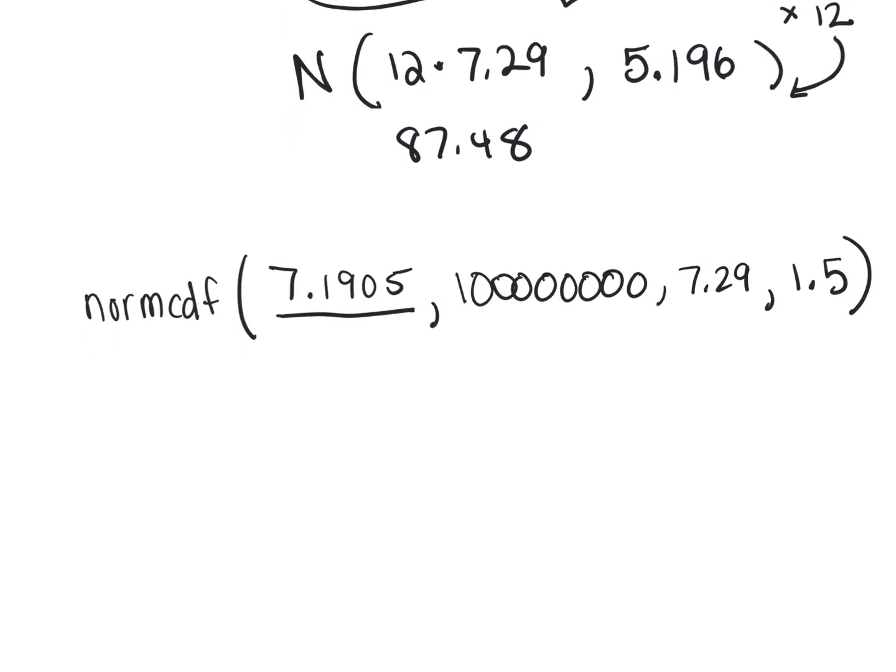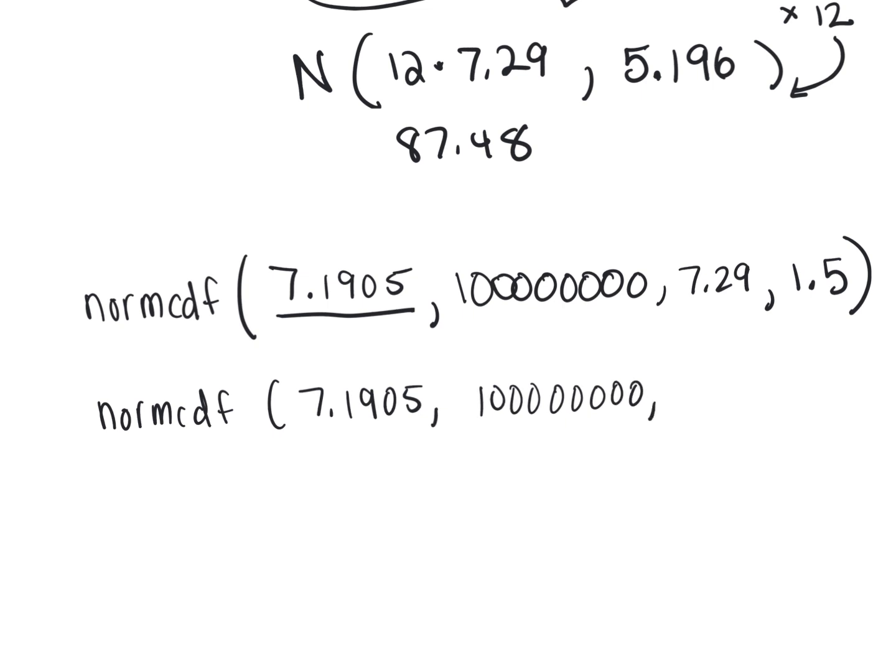Now they want to know what's the probability that all 12 of them average more than that. So I go to normal CDF again. I put this answer in again that they gave me, and one really, really big number for my upper limit, modeling infinity. Same average, but now my standard deviation changes to 0.433. Hit enter and get that answer.